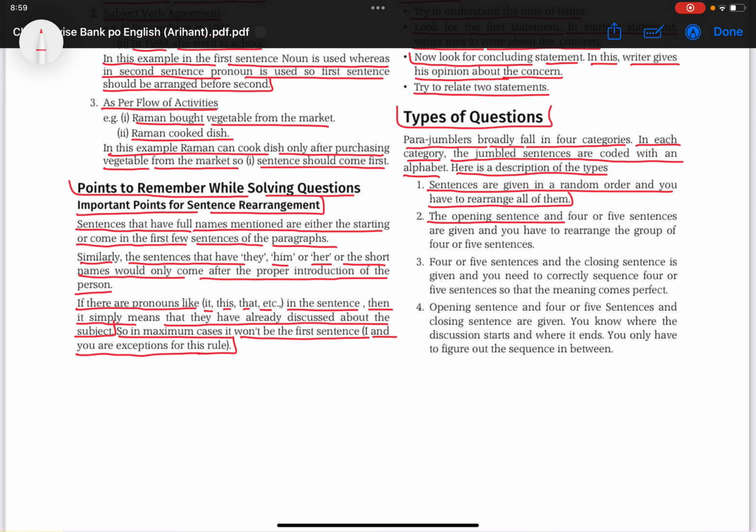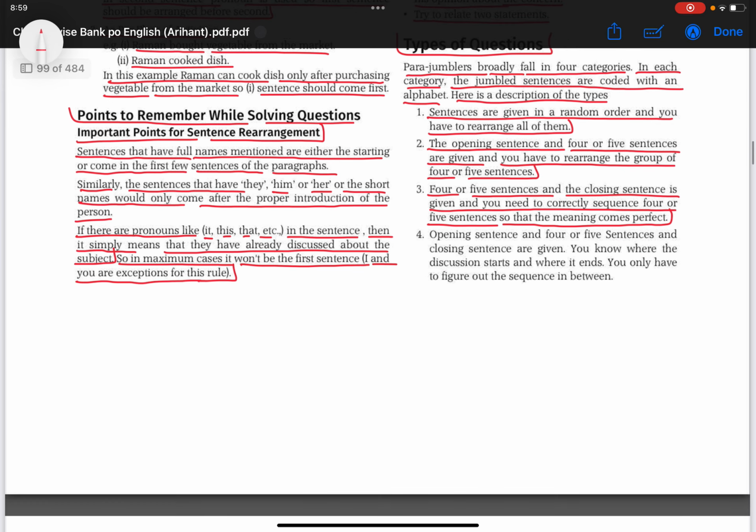The opening sentence and four or five sentences are given, and you have to rearrange the group of four or five sentences. Or four or five sentences and the closing sentence are given, and you need to correctly sequence the four or five sentences so that the meaning comes out perfect. Or the opening sentence, four or five sentences, and the closing sentence are given. You know where the discussion starts and where it ends. You only have to figure out the sequence in between.